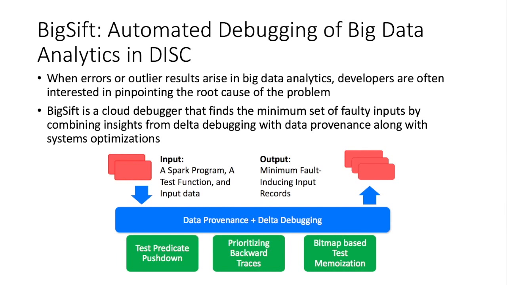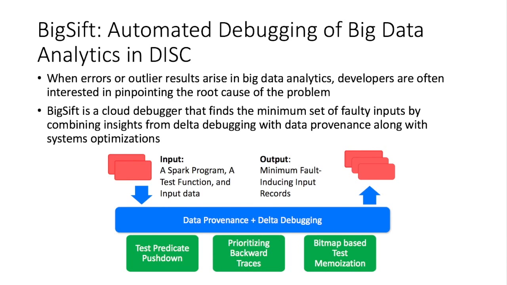When big data analytics jobs produce outliers or errors, it is really hard for developers to figure out what the root cause of the problem is. This task is challenging mainly because of the sheer size of the input dataset and also because of the series of transformations applied on the input dataset, making it really hard for the user to figure out the mapping between the output and the input.